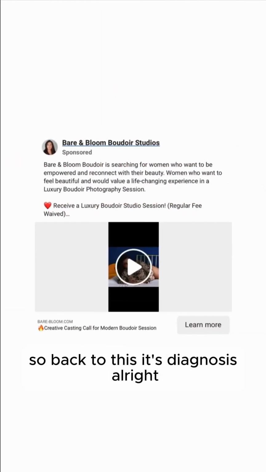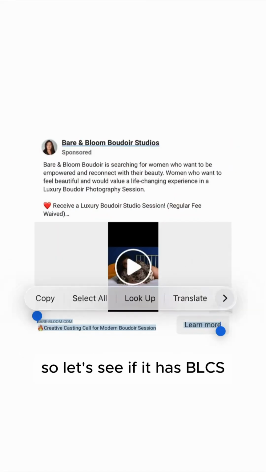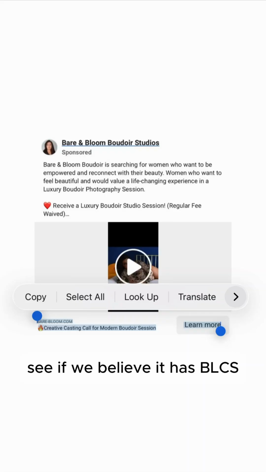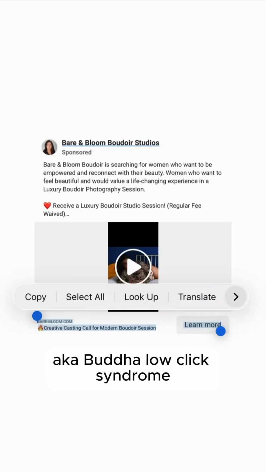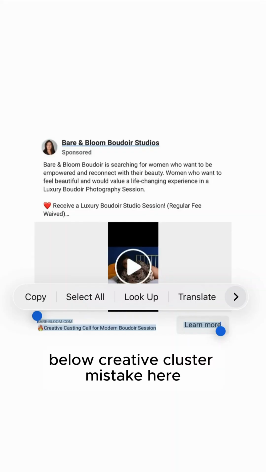So back to this diagnosis. All right, so let's see if it has BLCS, aka Boudoir Low Click Syndrome. So we've got the below creative cluster mistake here.